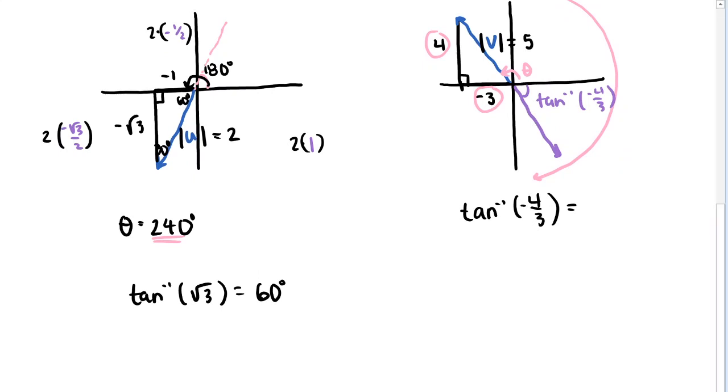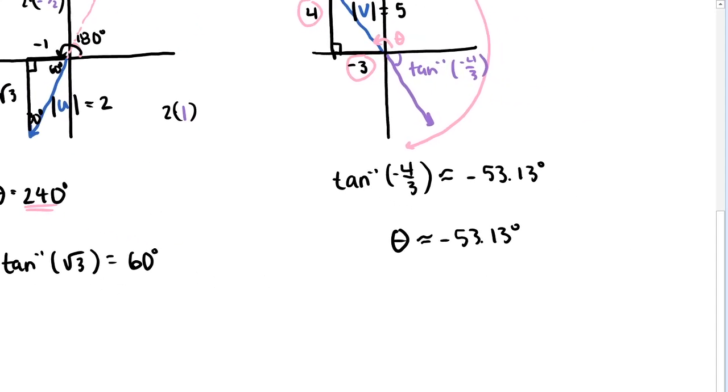And so here, tangent inverse of -4/3. Did I do this ahead of time? So I did. This is negative, maybe I should not write equals, this is approximately -53.13. And so our angle theta is, again I should write approximately, -53.13 degrees plus 180 degrees, and this is approximately 126.87 degrees. So this is our direction of our vector v.